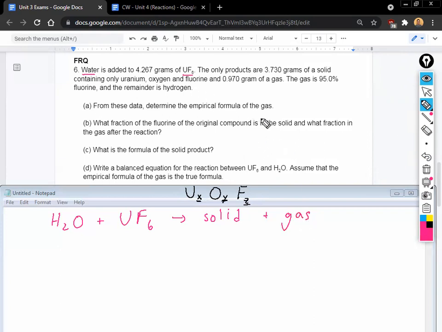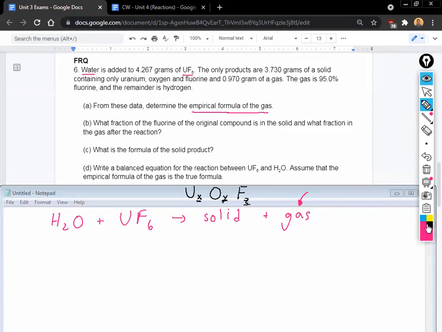All right, so far so good on that. Some of you did get part A correct, so hopefully you got that. Now for part A, it tells us to determine the empirical formula of the gas. So right now, what we're gonna try to figure out is what in the world is this gas, okay?